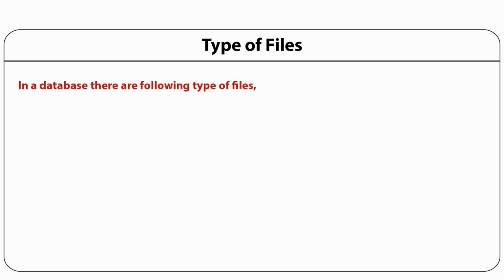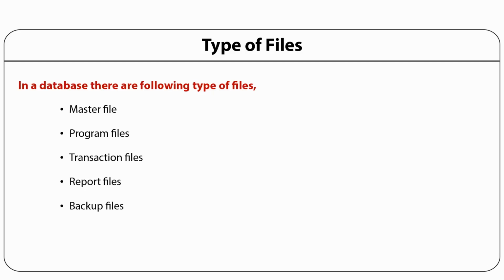There are different kinds of files in the computer, especially in databases. We have master files, program files, transaction files, report files, and backup files. These files play different kinds of roles, and that is why they are given different names. In the next few slides we will be discussing these different kinds of files and their roles.